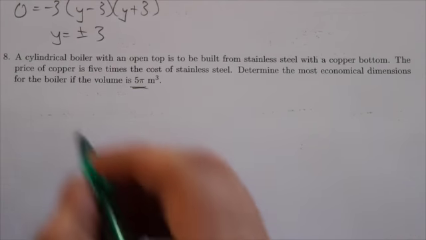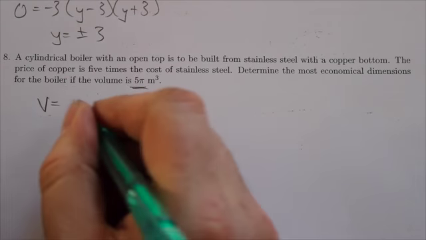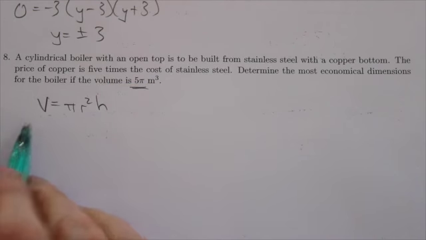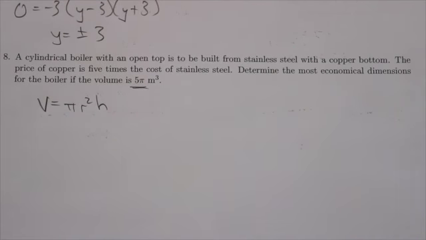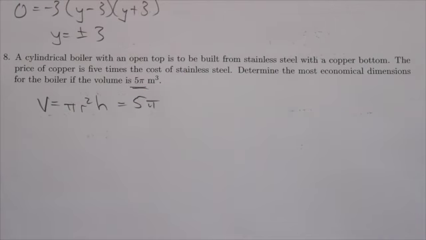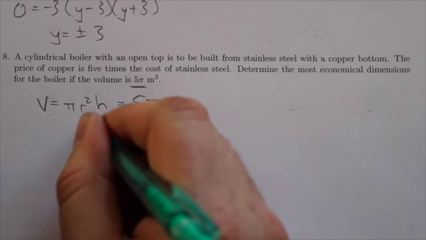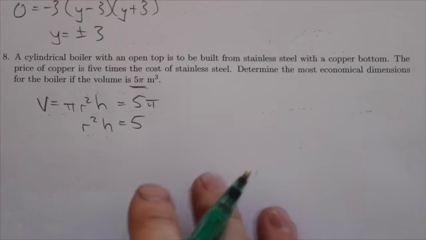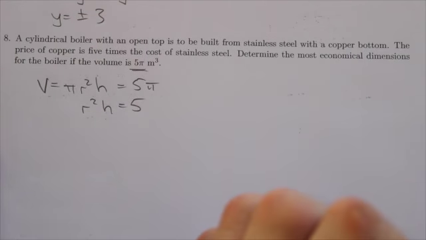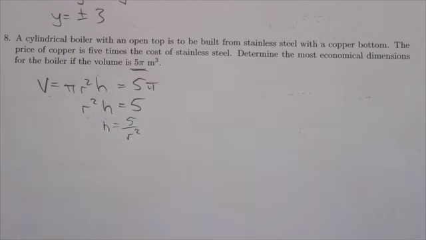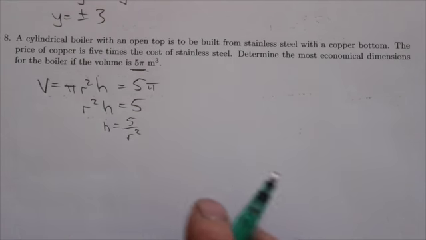Okay, so that last little bit of information is telling us the volume of this cylindrical boiler. The volume of a cylinder is pi r squared times height, but we already know that this is 5 pi. That's significant because it allows me to cancel out the pi's, and I have a nice relationship between r and h. I suspect I'm going to have to do a substitution, and to avoid throwing in square roots, I'm going to isolate for h. h is equal to 5 over r squared.